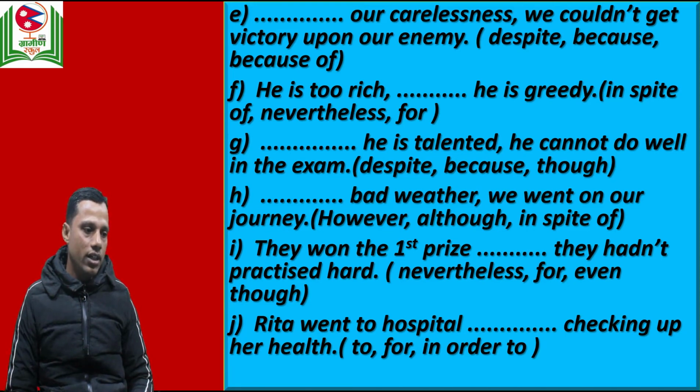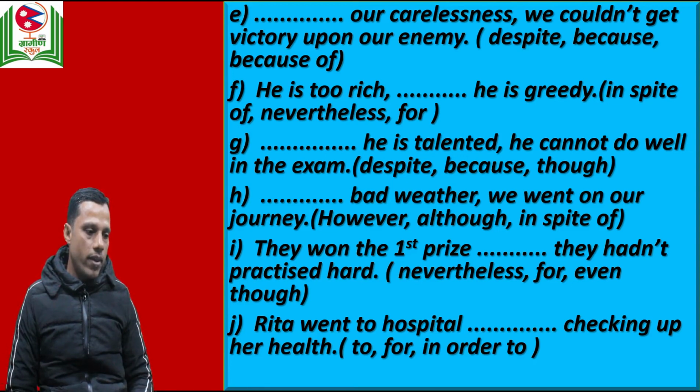Number G, he is talented. He cannot do well in the exam. Now, you can try the right option. We have the options: despite, because, though. Yes, you're right. Though he is talented, he cannot do well in the exam. Though, although, and even though mean the same, and they are used in the same way, right?